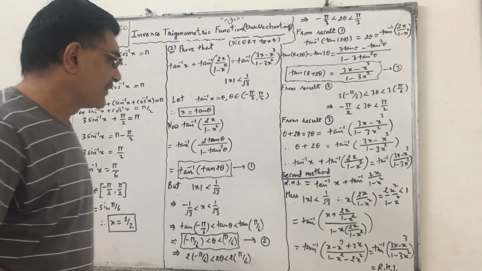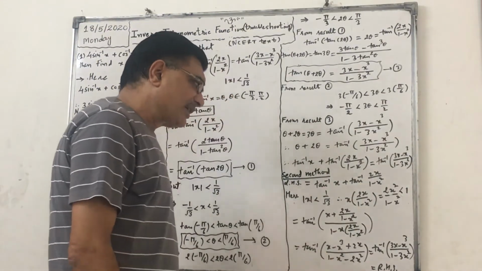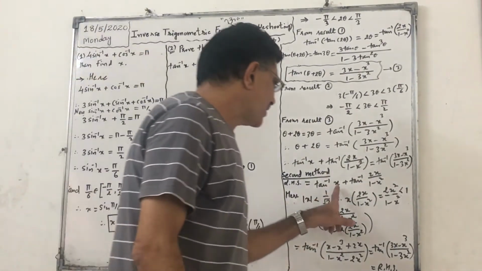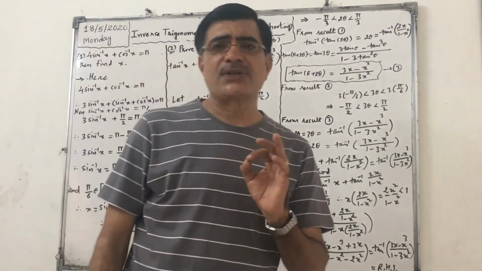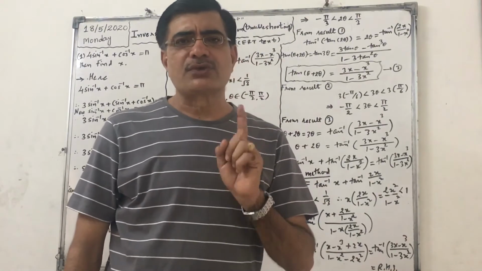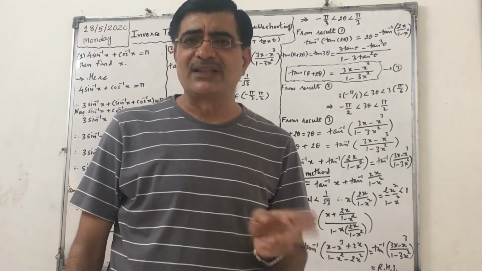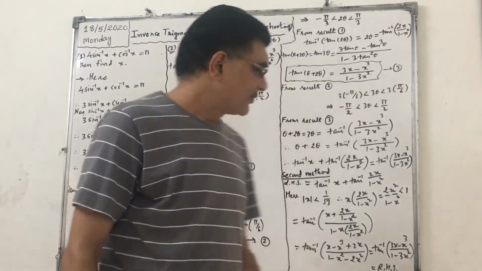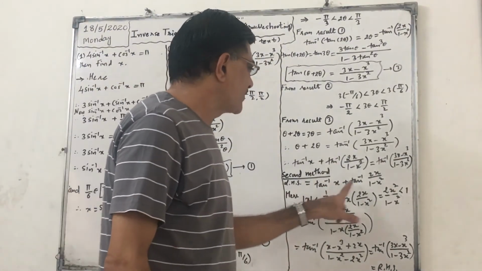The other method is that LHS equals tan inverse x plus tan inverse 2x upon 1 minus x square. This is x for us, this is y for us. We know that tan inverse of x plus tan inverse of y equals tan inverse of x plus y upon 1 minus xy, provided xy is less than 1. So that we have to check. This is the given condition; from that, this is x for us, this is y for us.